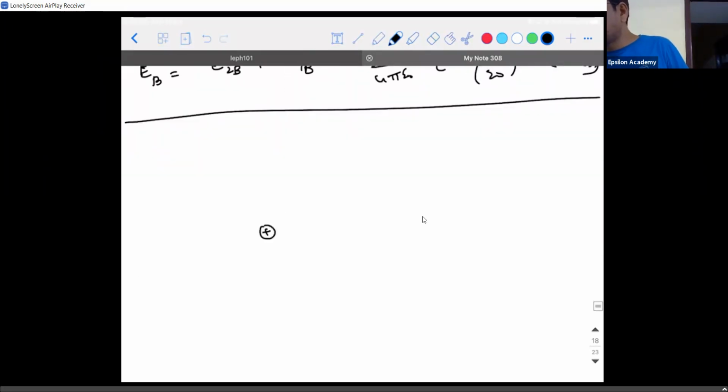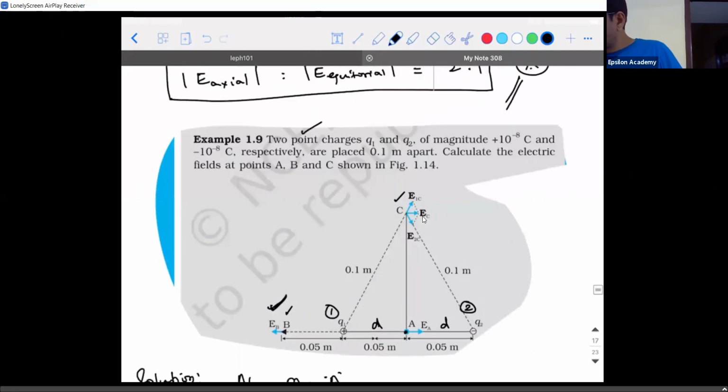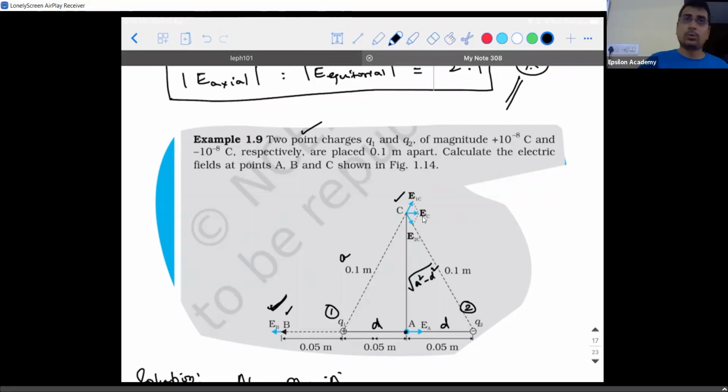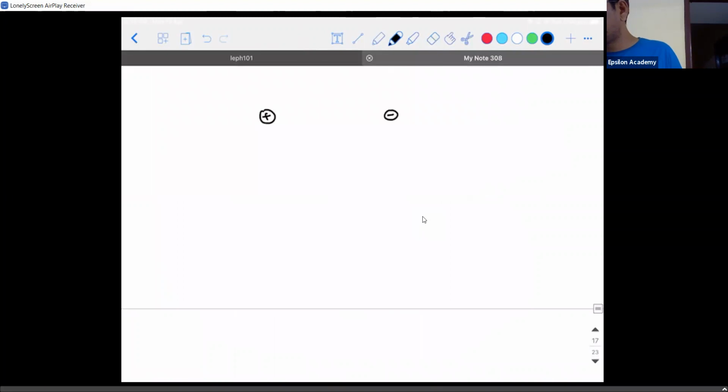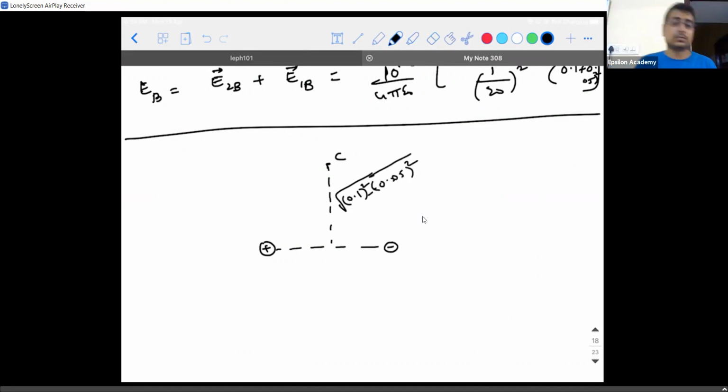So if I take this as positive and negative, and C is a point which is at how much distance? We need to find this distance. How much is this distance, guys? If this is D and this is A, root of A square minus B square. So it is 0.1 square minus 0.05 square. So square root of 0.1 square minus 0.05 square. Correct?